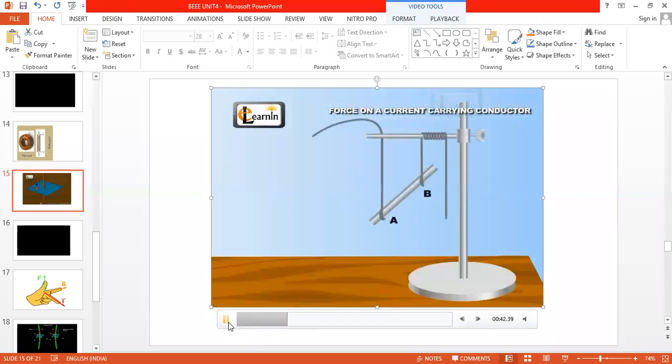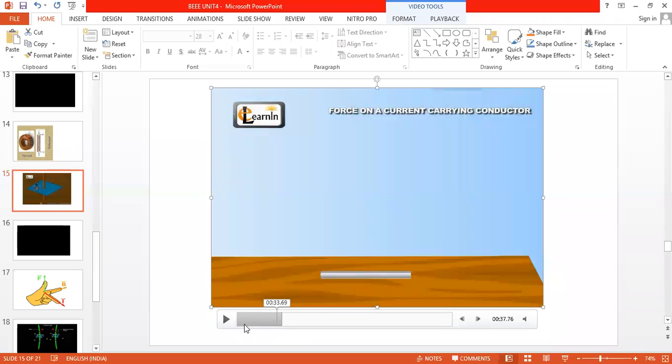Now all of you, all students, we are starting. What are you able to see on the screen? Force on a current carrying conductor. So mathematically we have to give the explanation. All of you see here. What is this silver color? Anyone tell me? Let us consider a conductor.